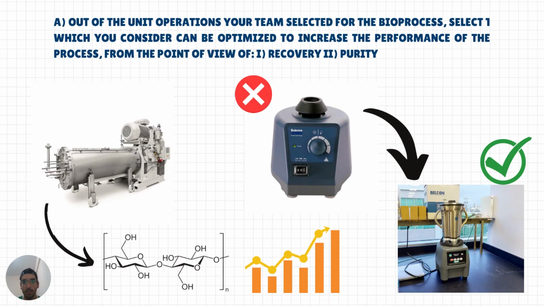Well, for the first question, the unit operation selected that I think can be optimized to increase the performance of the process, specifically recovery and/or purity, is bead milling. In literature, it has been found that alkali acid extraction for beta-glucans usually obtains high percentages of purity and recovery, as reported by Penkumsri in 2016.